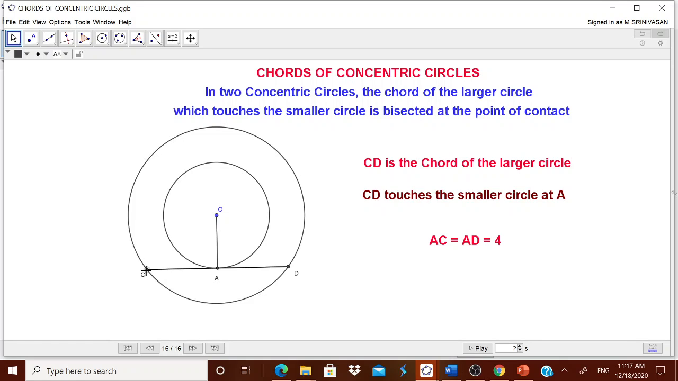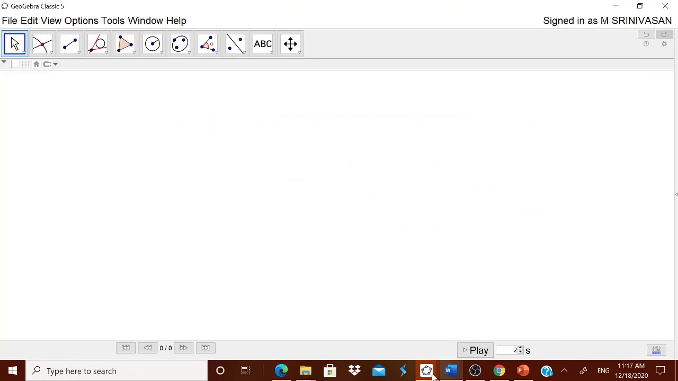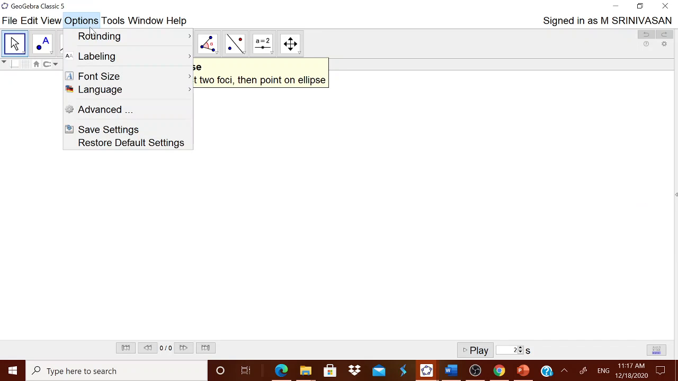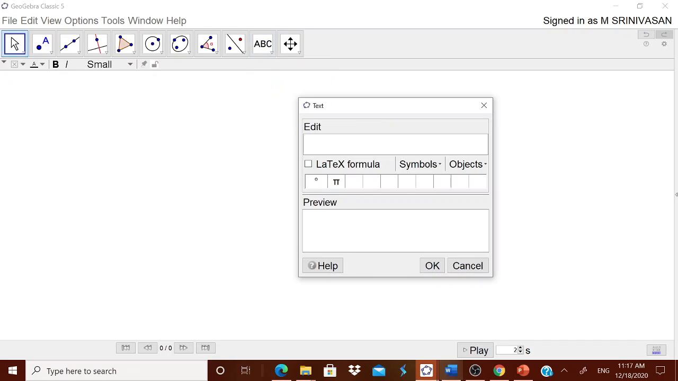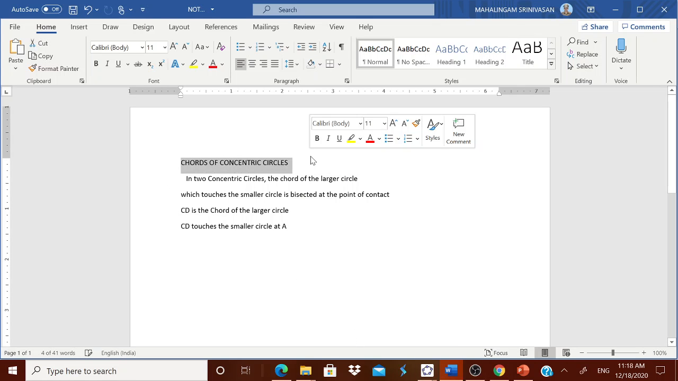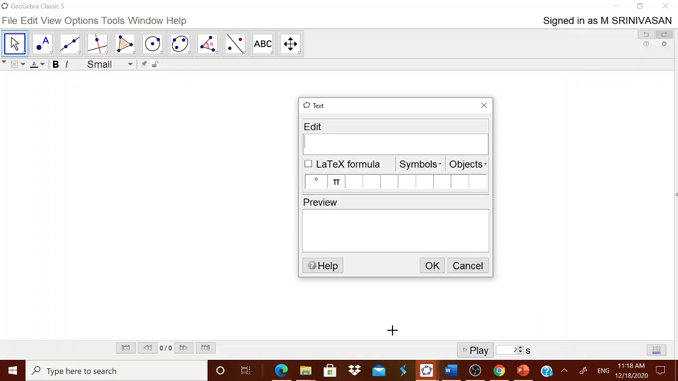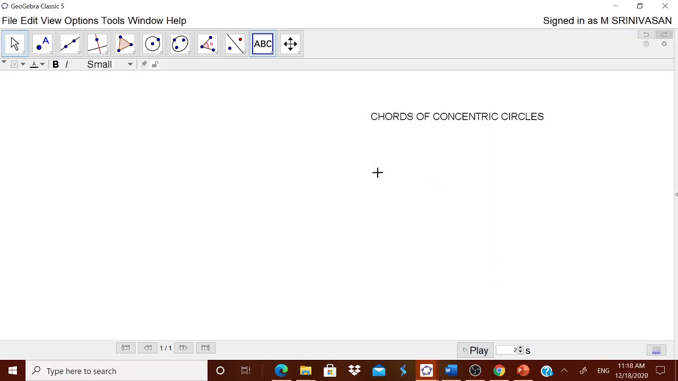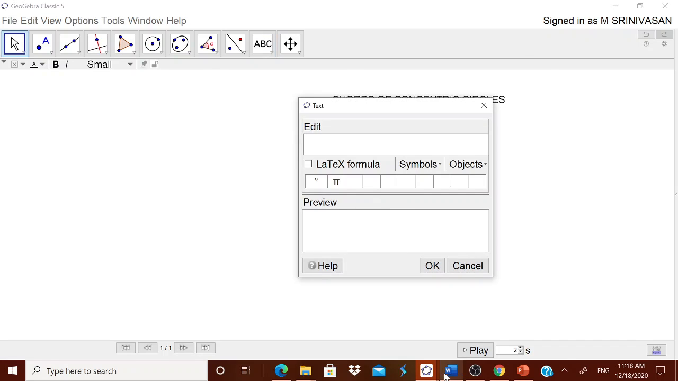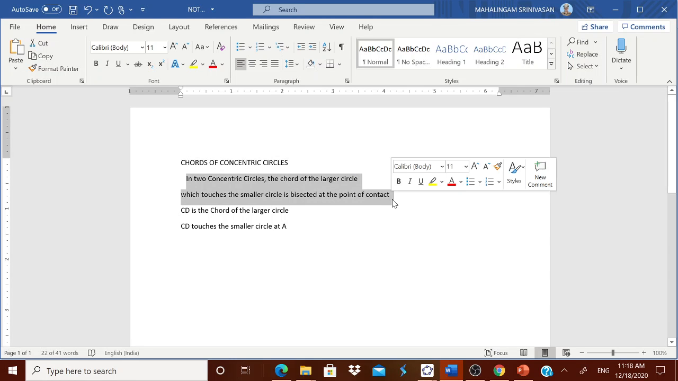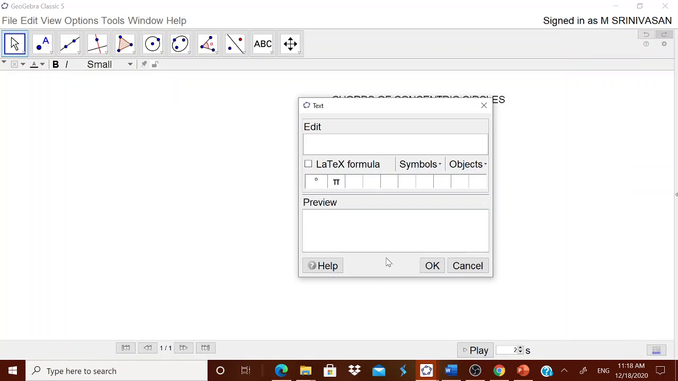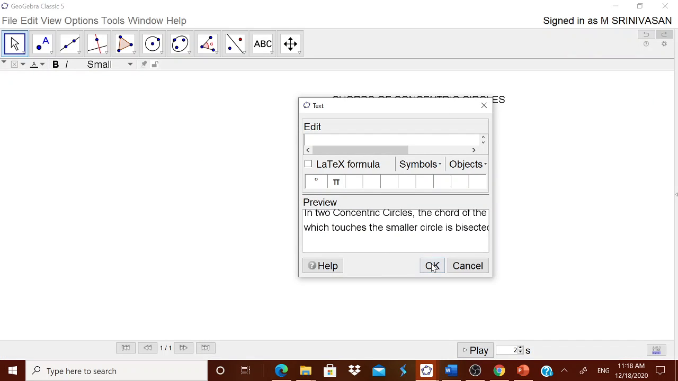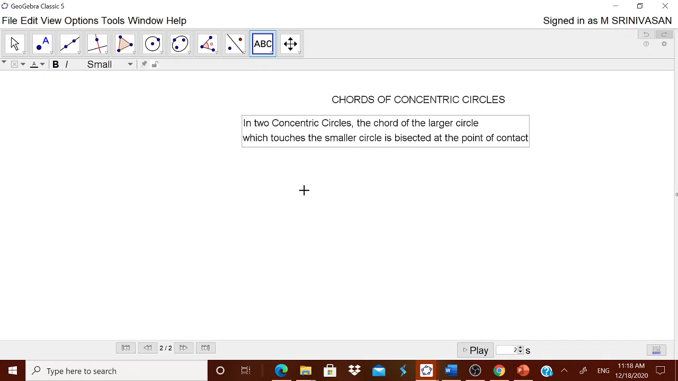Well, let us try to make this dynamic worksheet from scratch. For that, I have taken a GeoGebra Classic 5 worksheet, geometry view, and in the options I have taken rounding off to one decimal place and labeling of new points only. As usual, let us start with the heading: Chords of concentric circles. Heading is always important. Now let us try to tell the statement of this result. If two concentric circles are there, now put two concentric circles. Now the child can understand the result.